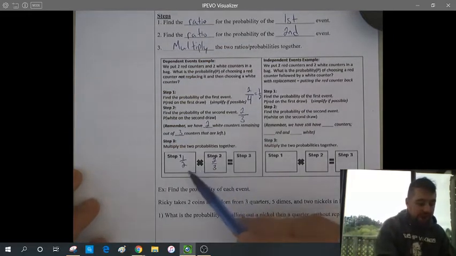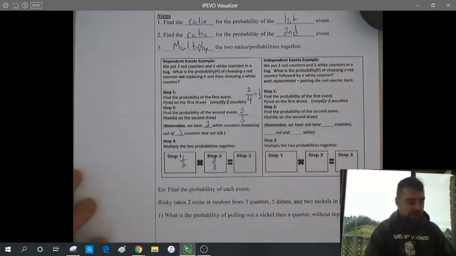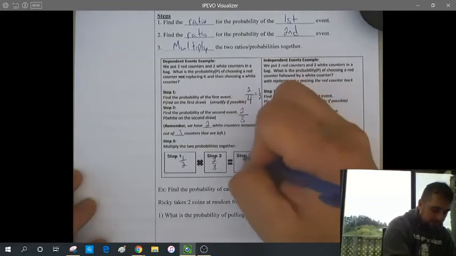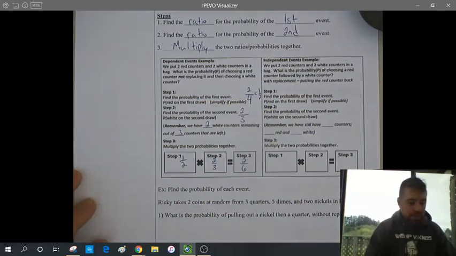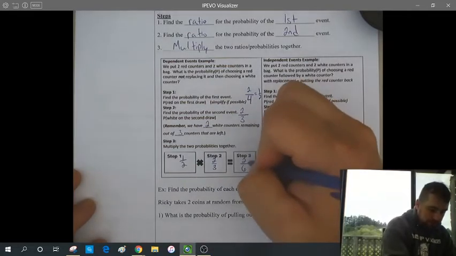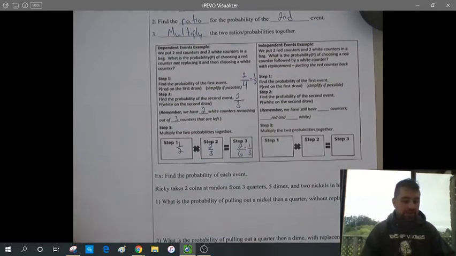If I multiply 2 fractions, remember I just multiply top times top, bottom times bottom. Don't have to make common denominators. So 1 times 2 makes 2, over 2 times 3 makes 6. I get 2 out of 6, or if I reduce that, divide both by 2, that would be 1/3. So my overall probability of first drawing a red and then drawing a white without replacing is 1/3.